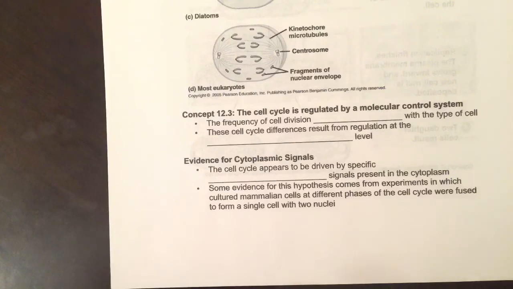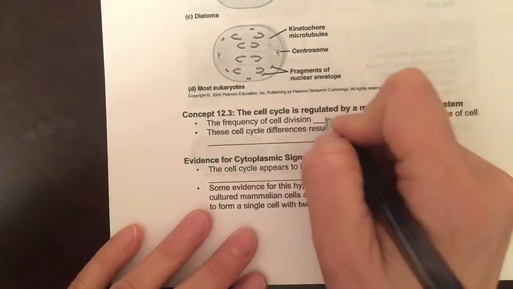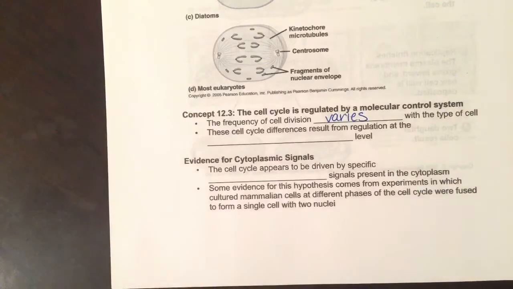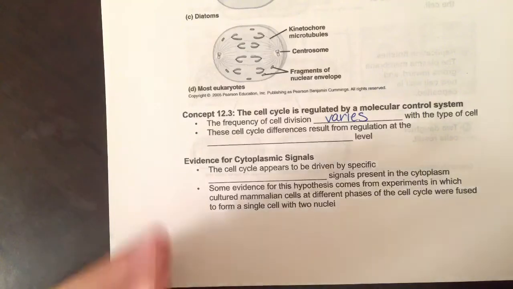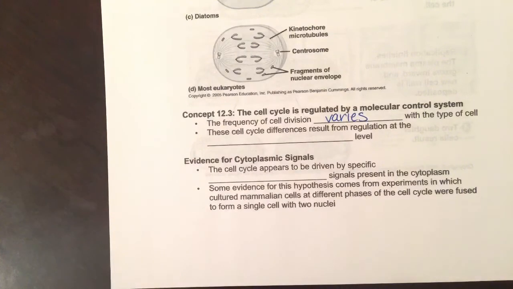And so the frequency of cell division, how often cells divide, varies depending upon the type of cell. For instance, muscle and nerve cells, the neurons that we just learned about, do not really divide, whereas your skin cells divide all the time. So depending upon the type of cell, it varies with the chemicals that are produced in that particular cell.